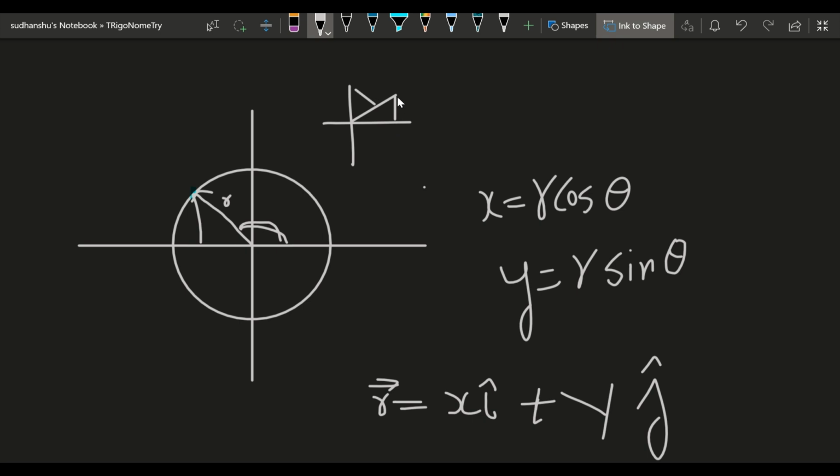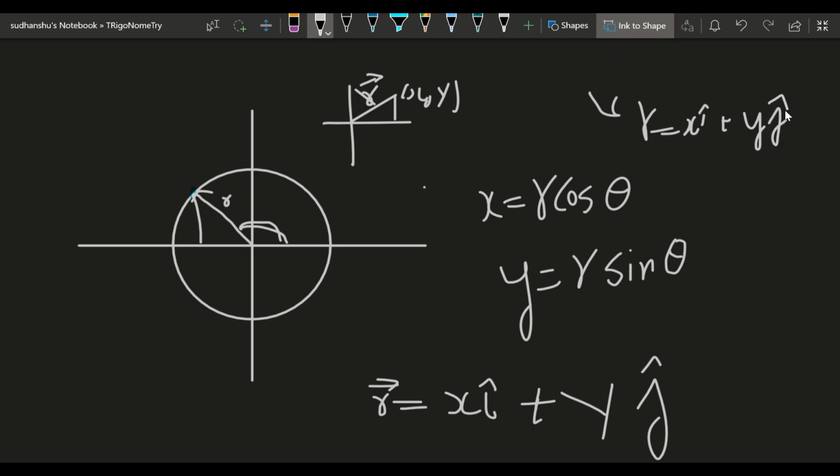If the length is r, sorry, don't talk about the length, but if we have to find this point x y, always, if I tell you that this is a vector r, we can just say that r is x and y, right? r is equal to x i cap plus y j cap, right? We can always say this.